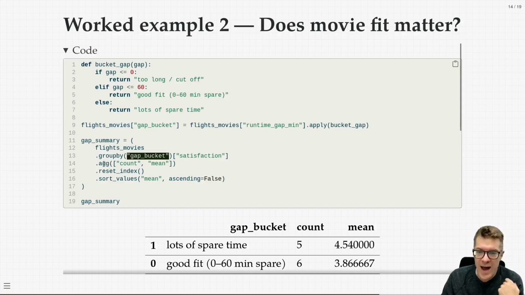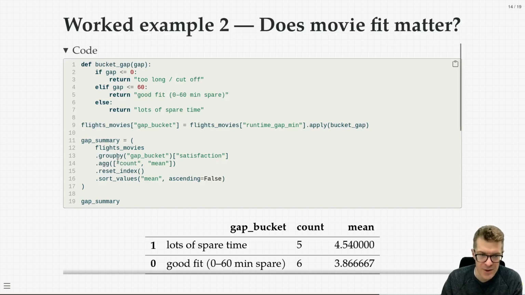I then want to aggregate over that data. I want to do two aggregations. I want to do a count, and I want to do a mean. The aggregate function on line 14 can take a list of strings, which just tells that aggregation function what kind of aggregation we're doing.